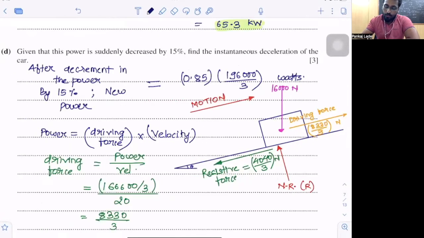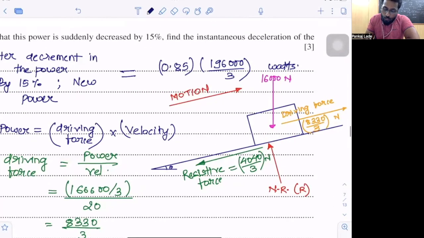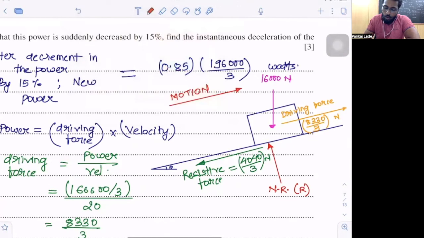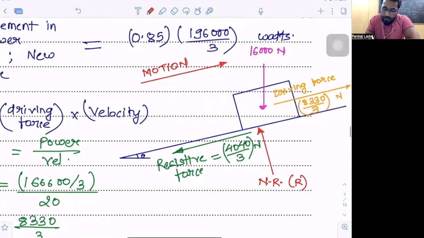So this 16,000 newtons will get resolved into two components. One of the components is going to be, or I'll use a different colored pen now again, along the plane. This is along the plane, right? So this angle, if you know, is 90 minus theta. We have done this stuff previously also. So it's going to be 16,000 sine theta.